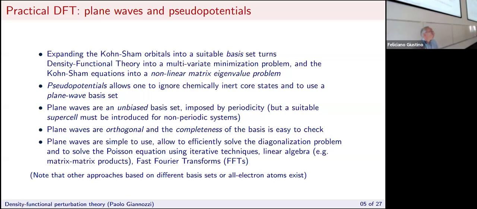There are a lot of advantages in this choice, and also disadvantages, actually a few of them, which are quite well known. You have to introduce pseudopotentials, which represent the effect of the core electrons that are chemically inert, plus the Coulomb potential of the nuclei on valence electrons. So you deal only with valence electrons here.